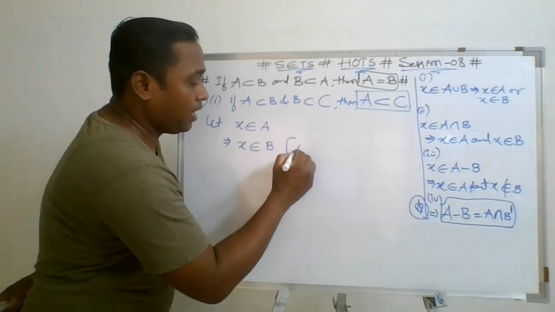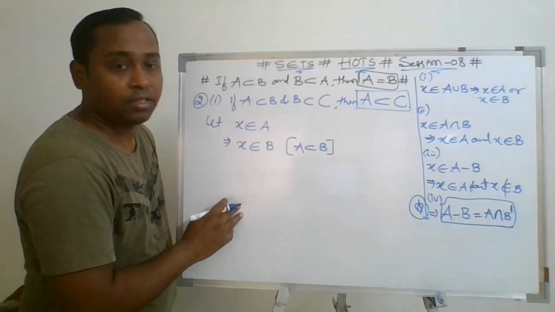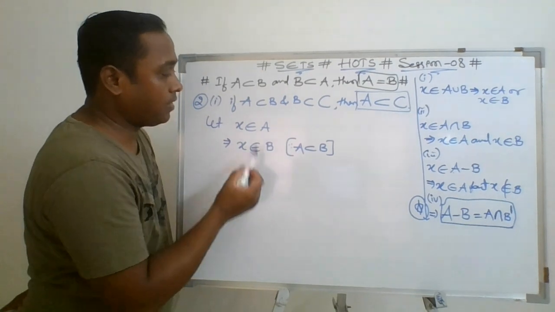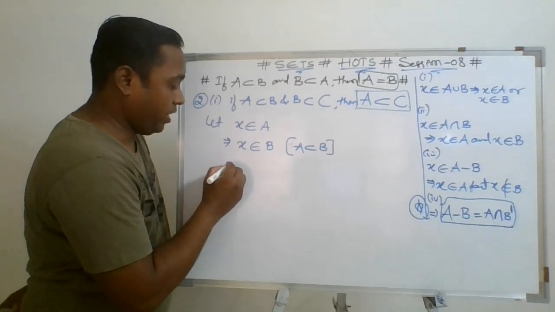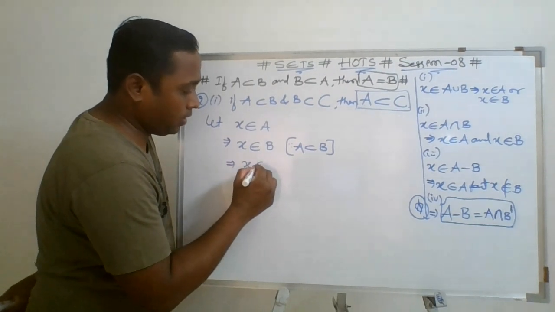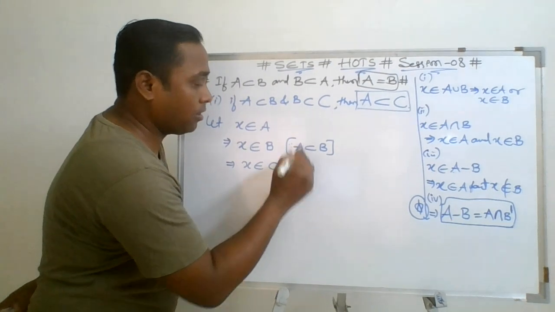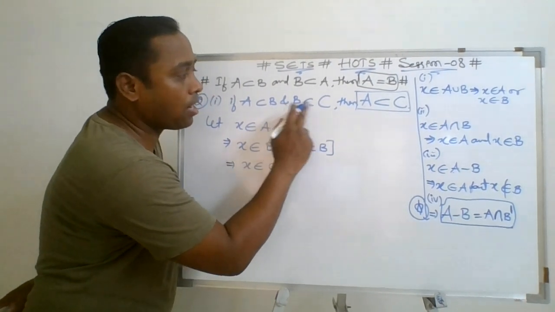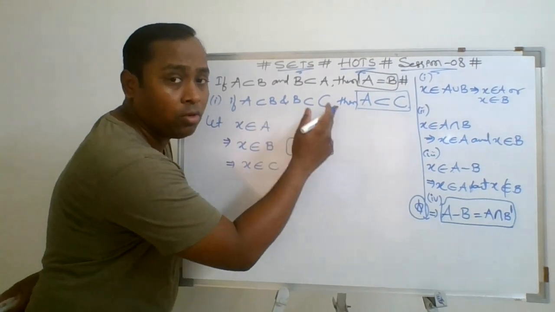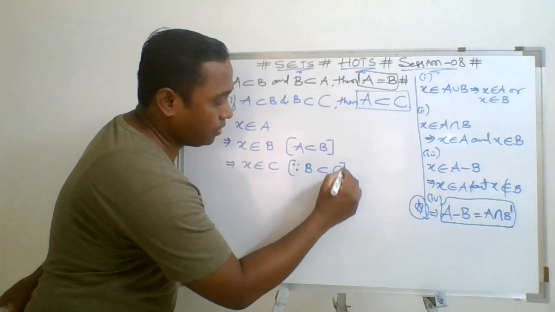Reason: A is a subset of B, given. This is the reason why I can say A subset B means जो A में है वो B में भी होगा, which also implies that x belongs to C. Reason again: B is a subset of C, यानी B का सारा एलिमेंट C में है, जो x B में है वो C में भी है, as B is a subset of C.